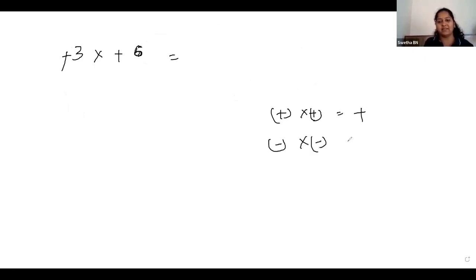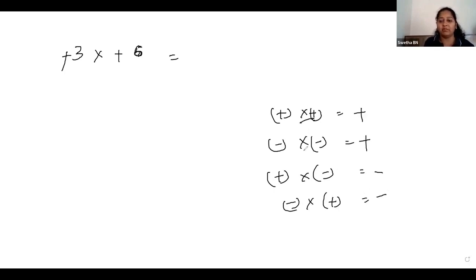Now come to multiplication and division. For example, plus 3 into plus 5. I'll take 6. Before that, I will write here plus into plus is equal to plus, minus into minus, that is equal to, it is also plus, plus into minus or minus into plus. Both are same, no? Plus into minus or minus into plus, it will be minus.